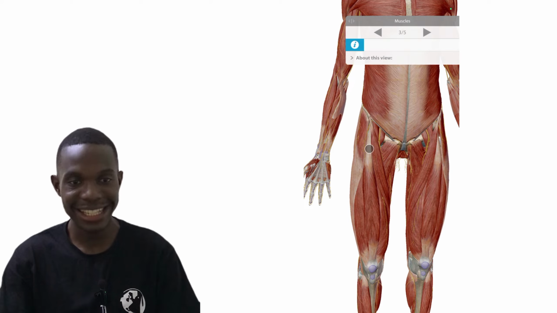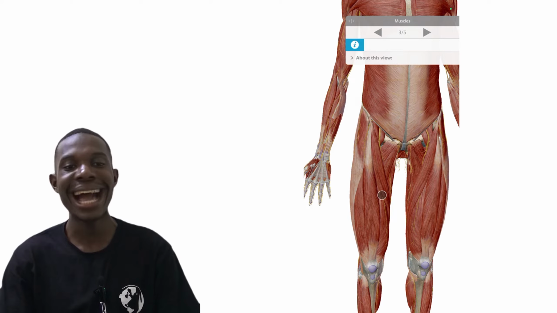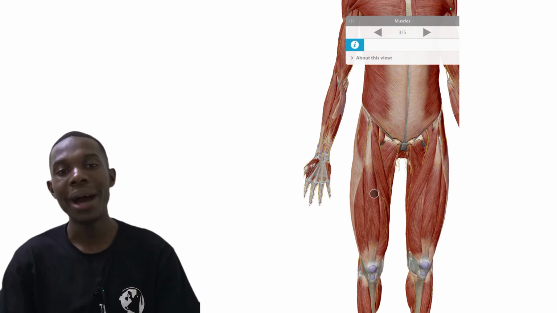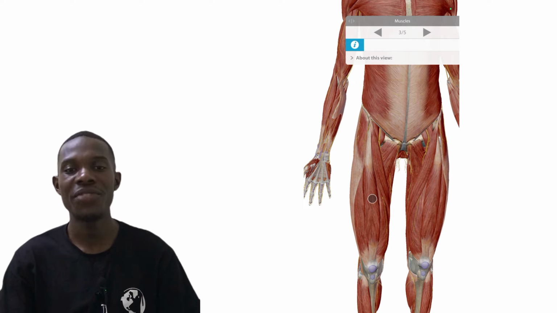The anterior compartment, which is also called the extensor compartment, because it extends the knee and it flexes the hip joint. And then we have the medial compartment, which is called the adductor compartment, which is responsible for adduction, which is the movement of the thigh towards the midline. And we have the posterior compartment, which is also called the hamstring compartment or the flexor compartment, that is responsible for the flexion of the knee as well as the extension of the hip joint.